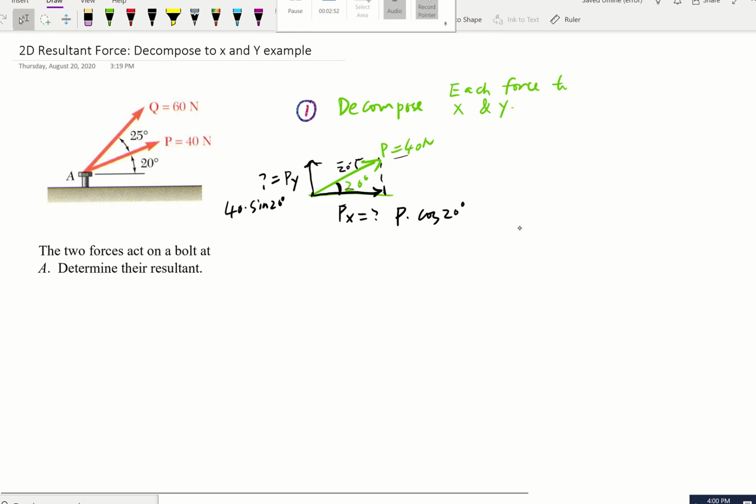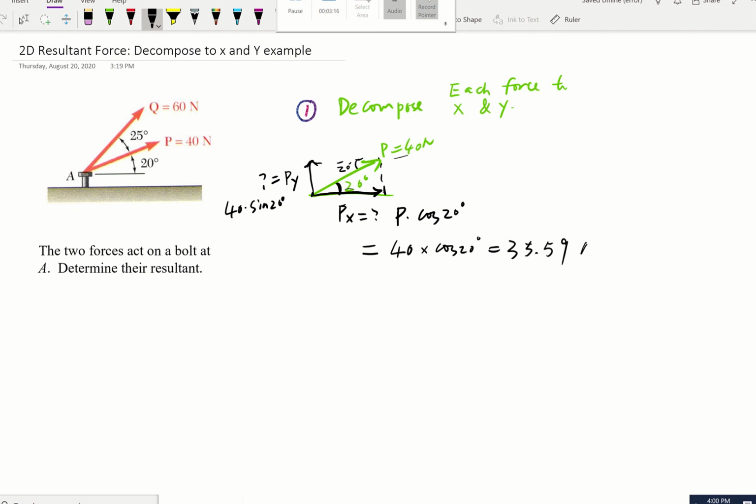So go ahead and solve that. We're going to find Px, which is going to be 40, this force you are decomposing, times cosine 20. Let's see what we got. Put it in the calculator, 40 times cosine 20 degrees, and we will have 35.59 Newton. That's the X component of this force. And how about Py? Py here, we said it's 40 times sine 20. That's the difference. And that will give us 13.68 Newton. Now you have found the X and Y components of P.